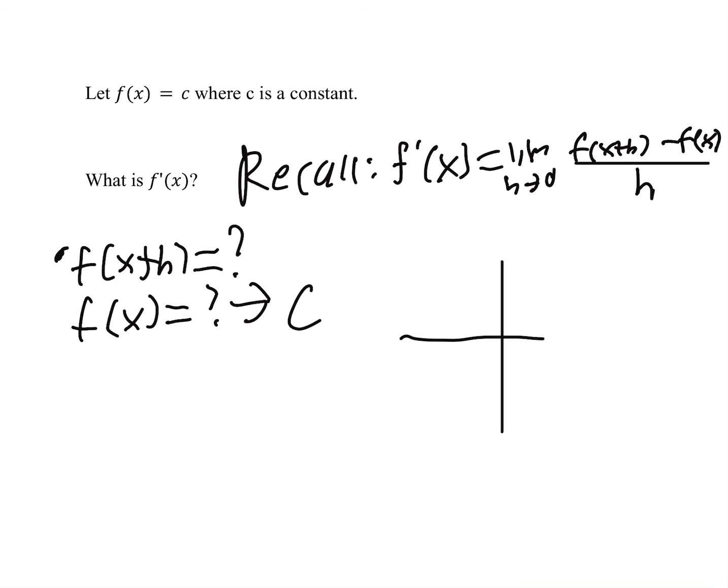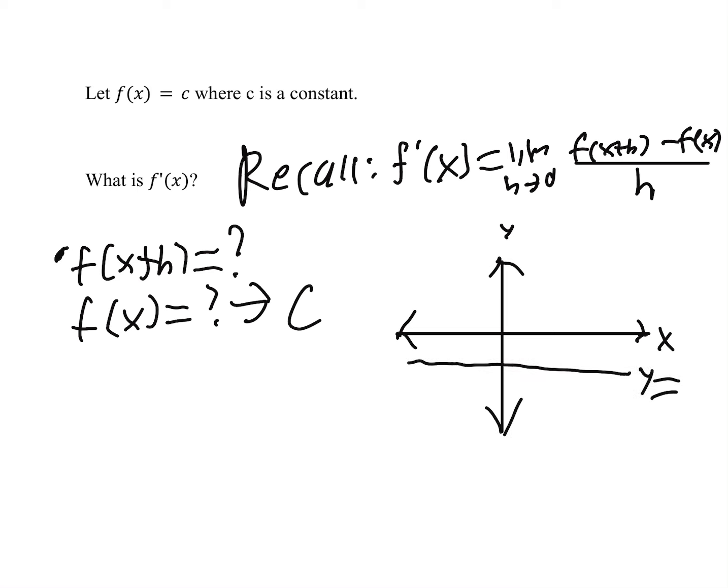Well, to make it more obvious, I'm going to put this on a graph. I think visually showing these things makes it more helpful. So we have our constant function. Let's put it down here. So y equals c. No matter what x value I plug in to y equals c, I will get the same number. So let's say x plus h is right here. So I get the output is c. So that means f of x plus h is just c.